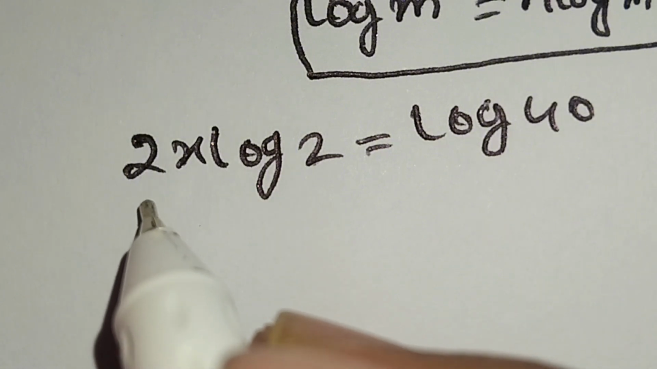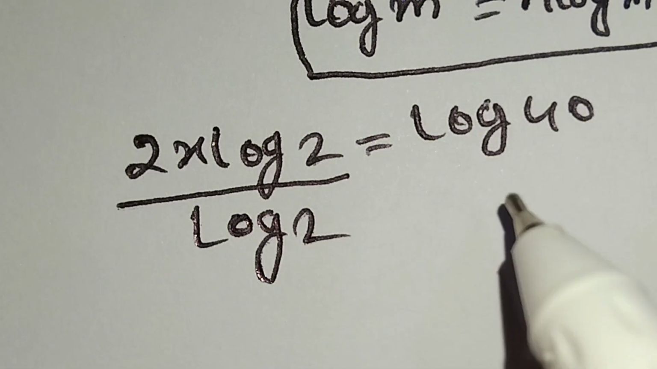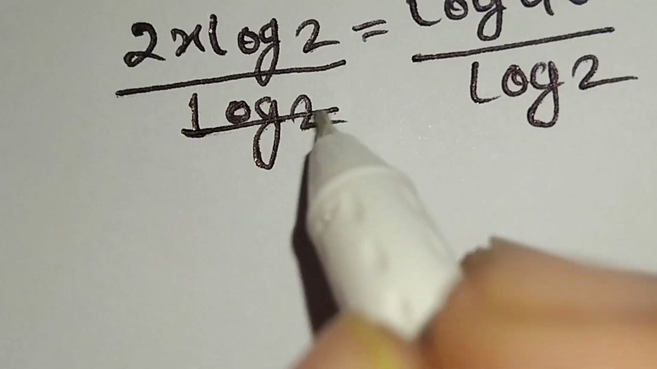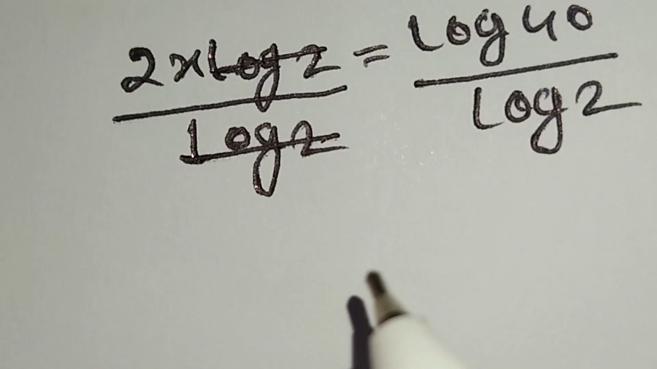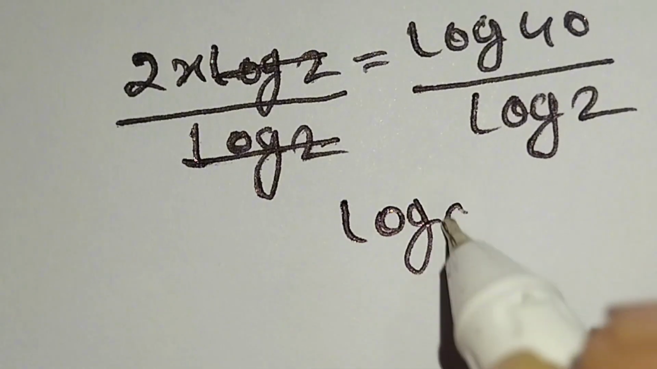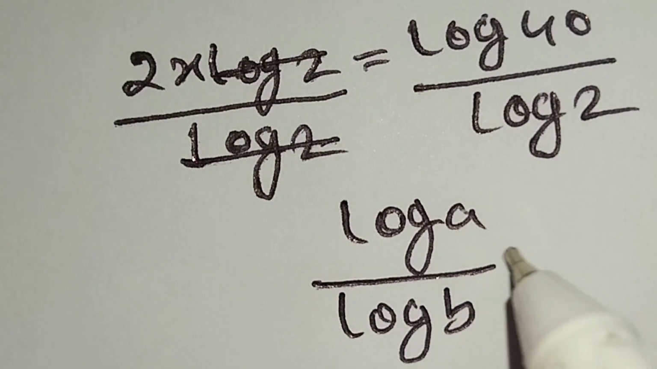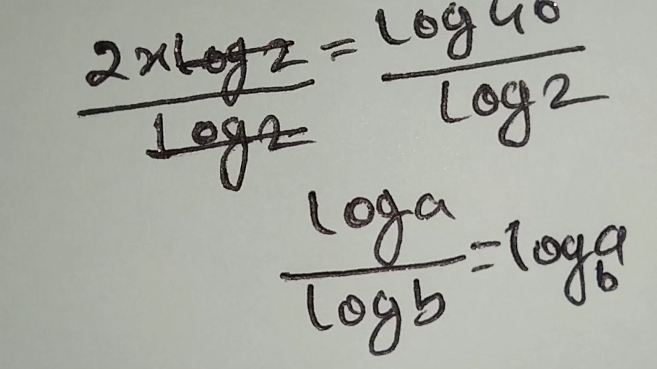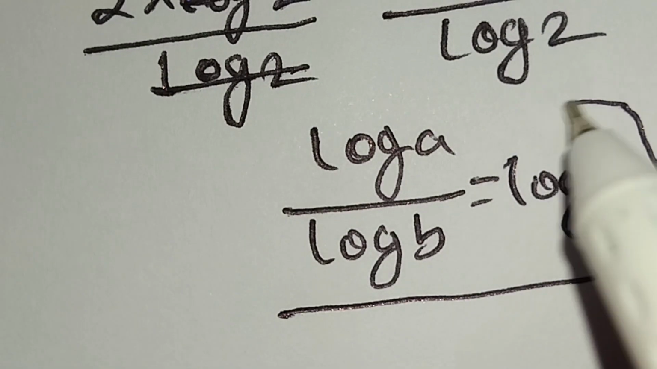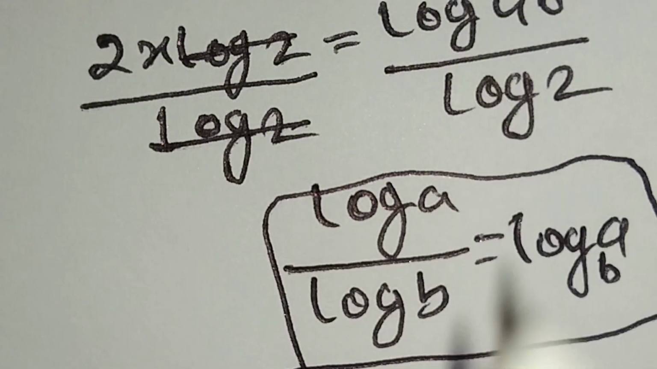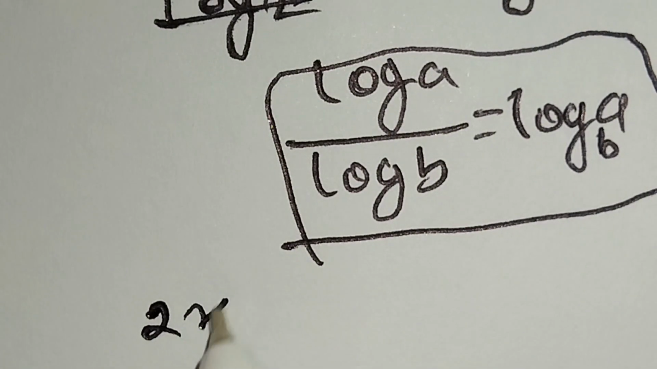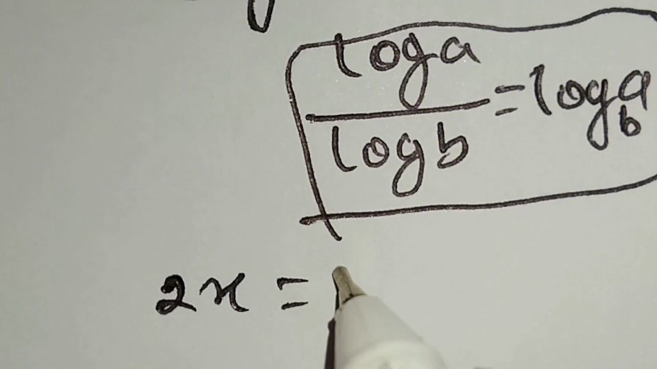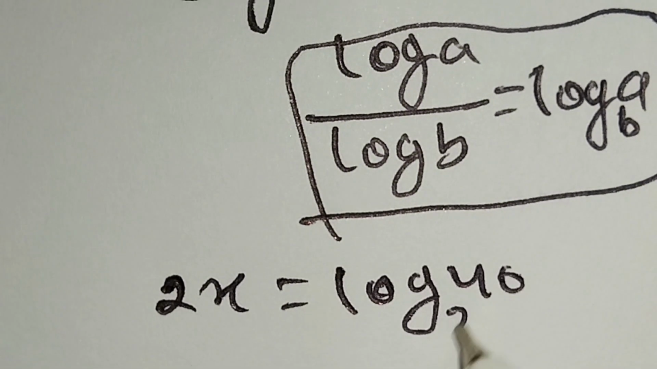So you can write here 2x log 2 over log 2, and here log 40 over log 2. Here this log 2 cancels out. We know another log property, which is log a over log b is equal to log a to the base b. According to this property, we can write this line as 2x is equal to this log 40 over log 2 as log 40 to the base 2.